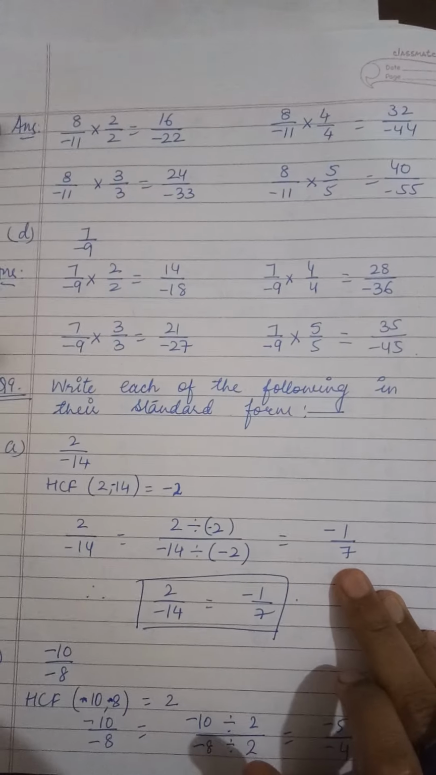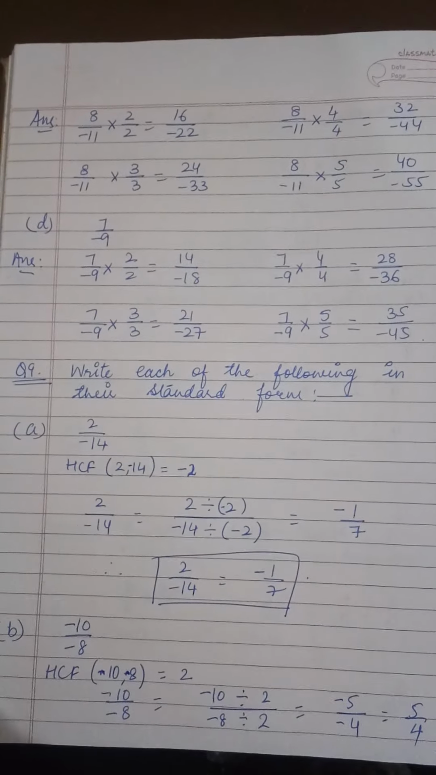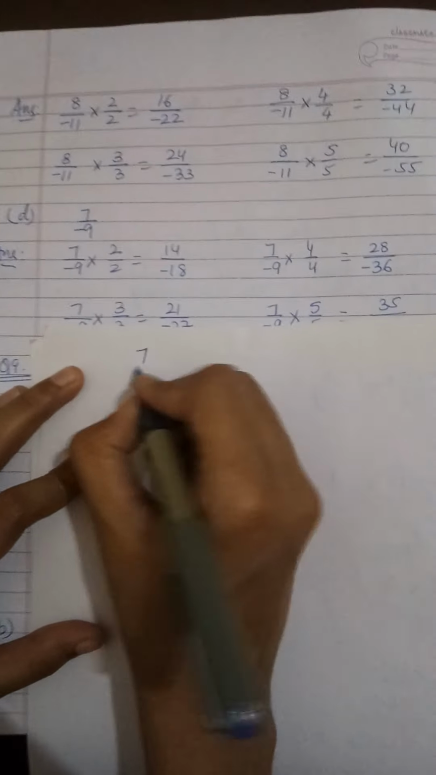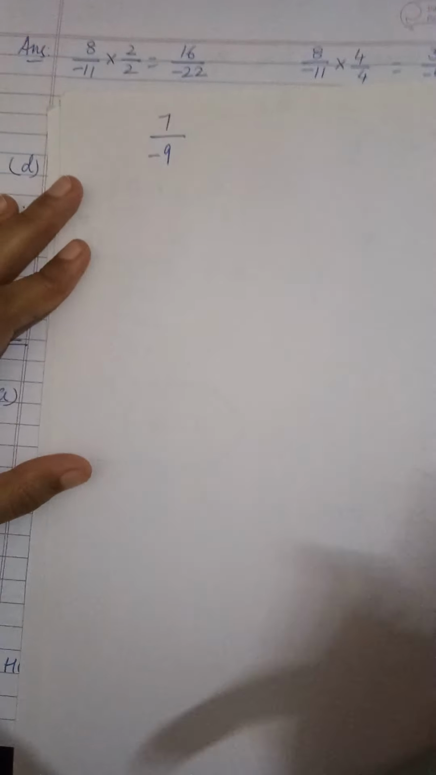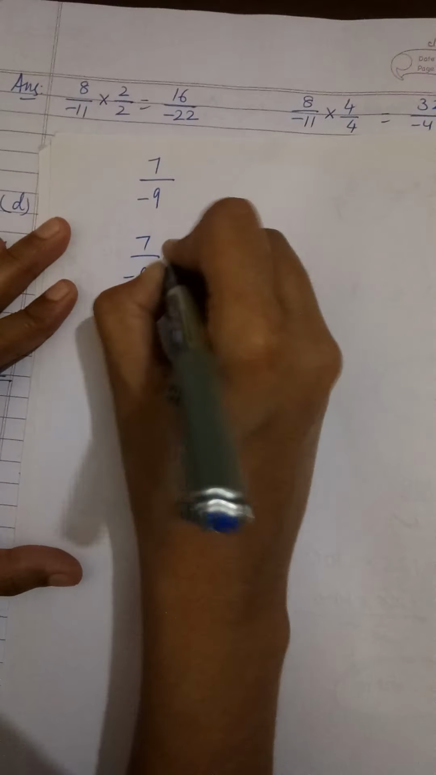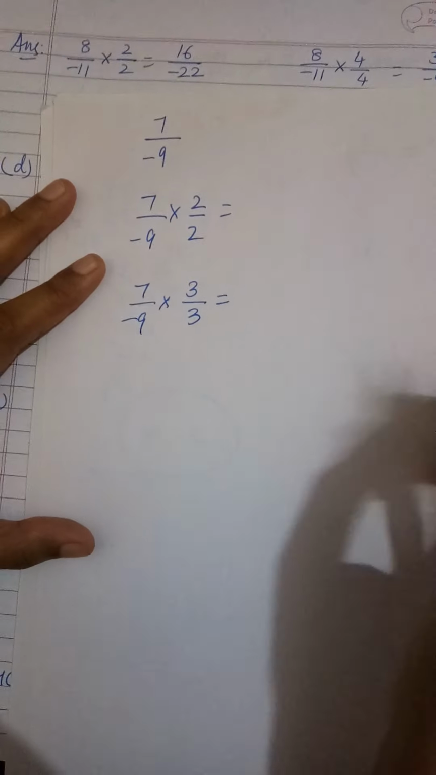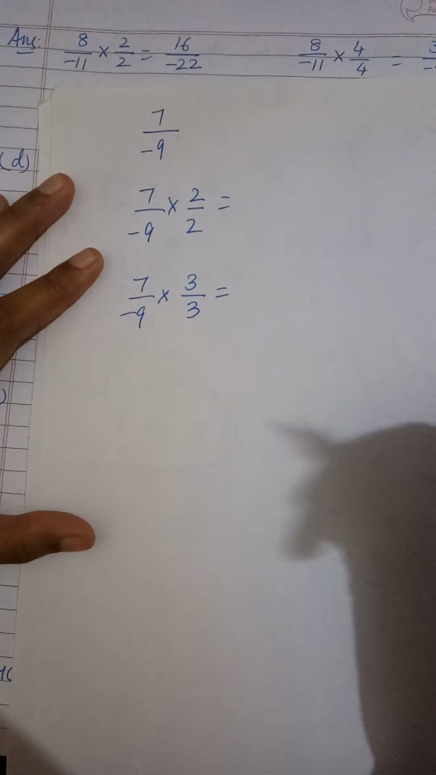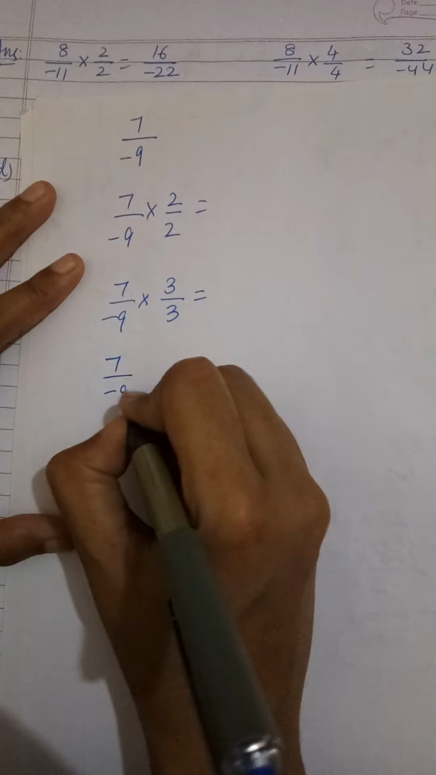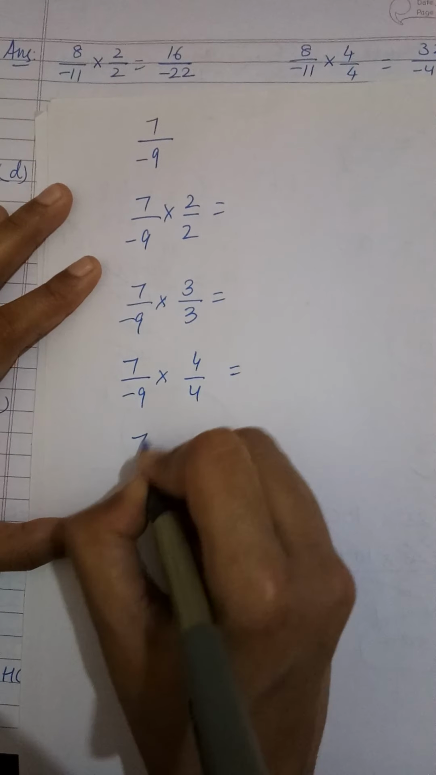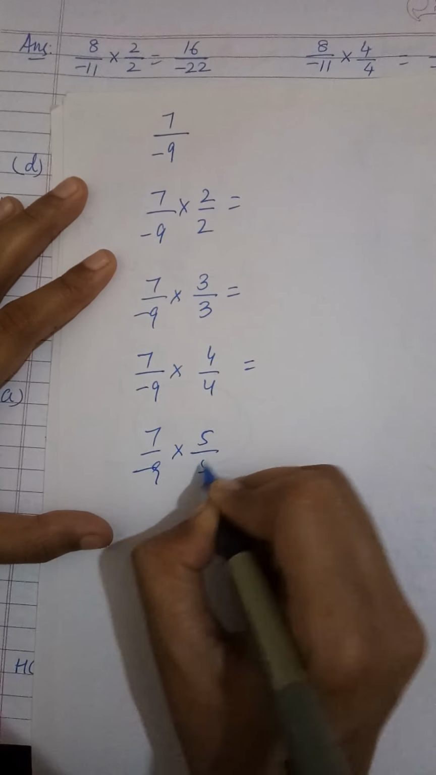Okay, let me explain the D part. I'll be showing you how you have to do the D part. It is very simple. 7 upon minus 9, first of all you are going to multiply and divide by 2. Then 7 upon minus 9 you are going to multiply and divide by 3. Any number you can take, 2, 3, 7, 9, any number you can take. 7 upon minus 9 into 4 upon 4, 7 upon minus 9 into 5 upon 5.